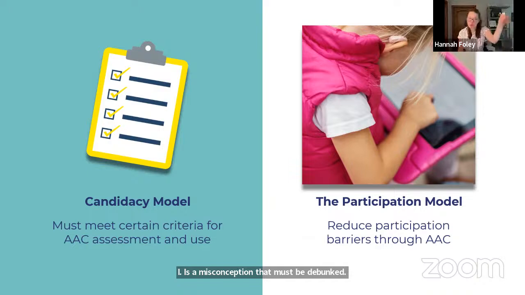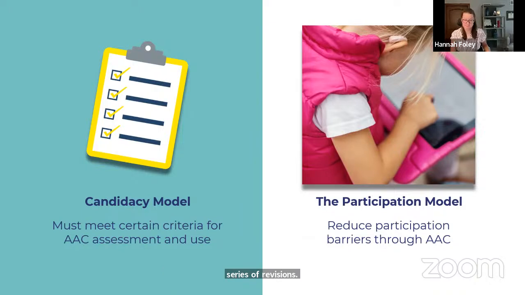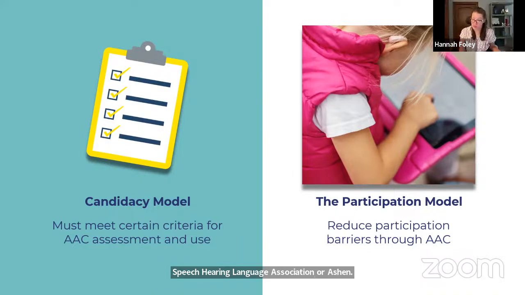Mediated learning experience is a theory. The participation model was originally developed by Rosenberg and Buchelman in 1987 and has undergone a series of revisions. The most recent is the one we just looked at and is from Buchelman and Miranda in 2013. AAC assessment and intervention is typically guided by the participation model as recommended by the American Speech Hearing Language Association, or ASHA. It is considered evidence-based practice.